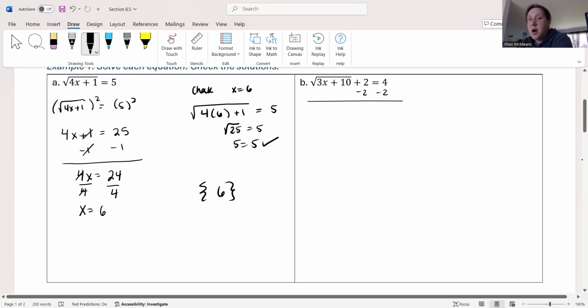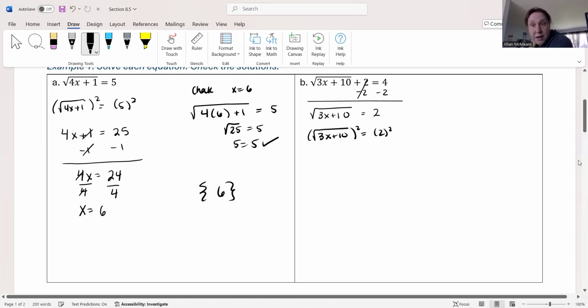Okay? So on the left, I have 2 minus 2, which is just 0. And then that radical plus 0 is just that radical. So we're going to be left with the square root of 3x plus 10 on the left, and then on the right, we just get 2. Now, at this point, we want to square both sides of the radical. So I would square the square root of 3x plus 10, and then I would square 2.